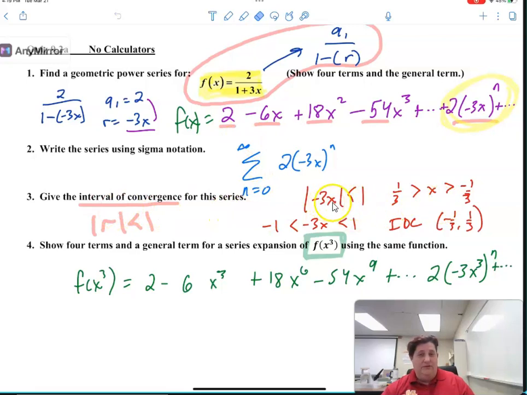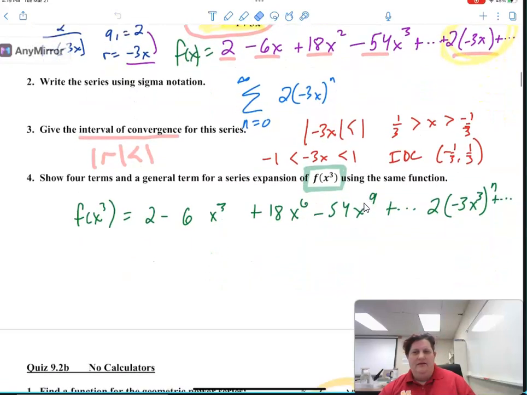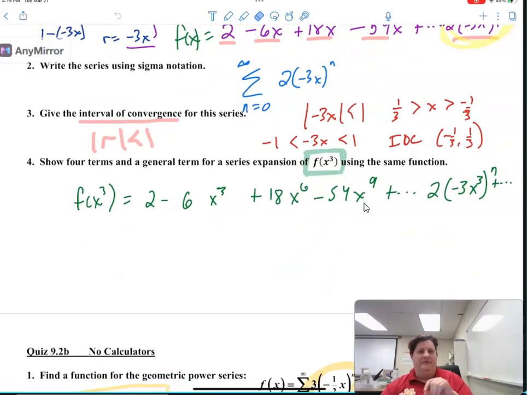Intervals of convergence, where the absolute value of r has to be less than 1. And then show 4 terms and a general term for a series expansion using f of x to the third. Okay?